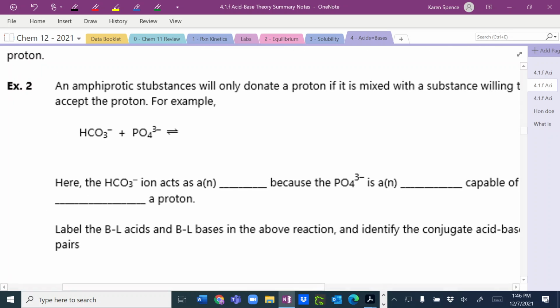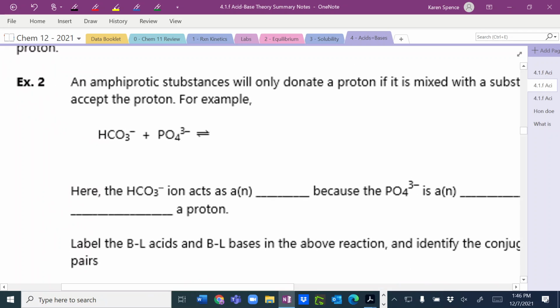Now, let's take a look at our amphiprotic substance. This is example number 2 on page, I don't know which page. Oh, that's electrochemistry. That's not going to help me. Example number 2 on page, oh, it doesn't have page numbers on it. Well, that's unfortunate, but anyway, fair enough. You can number them yourself if you want.